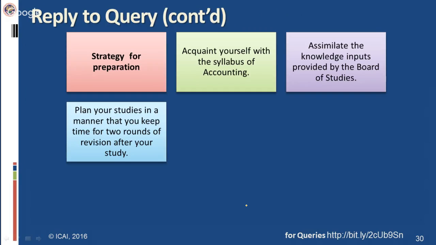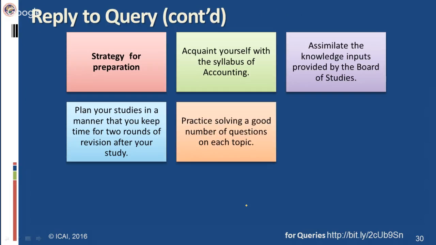And then you can plan your study in a manner that you keep time for 2 rounds of revision. I think 2 rounds are already completed. It is now the final revision time. It should now be the 3rd round, that is the final revision round. Now you have to only practice your questions. Now please students note down, select some good questions and then practice them.